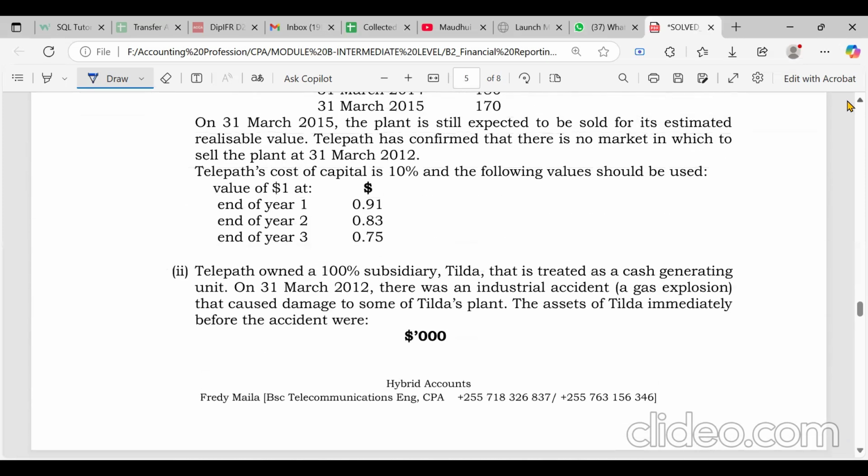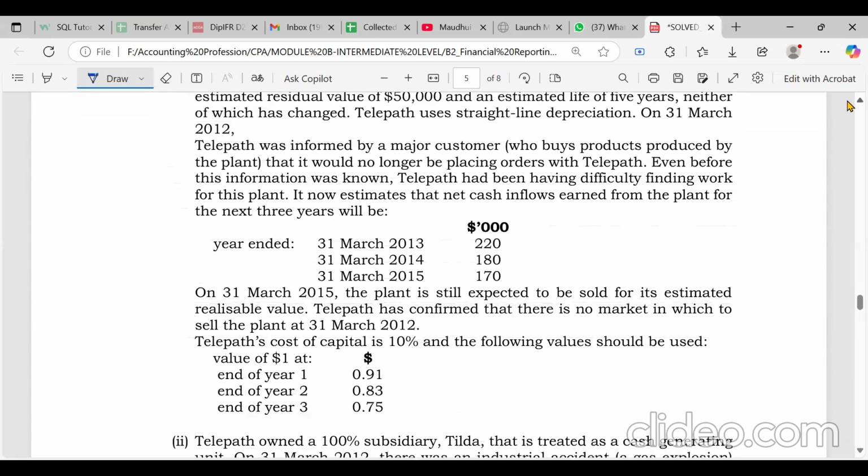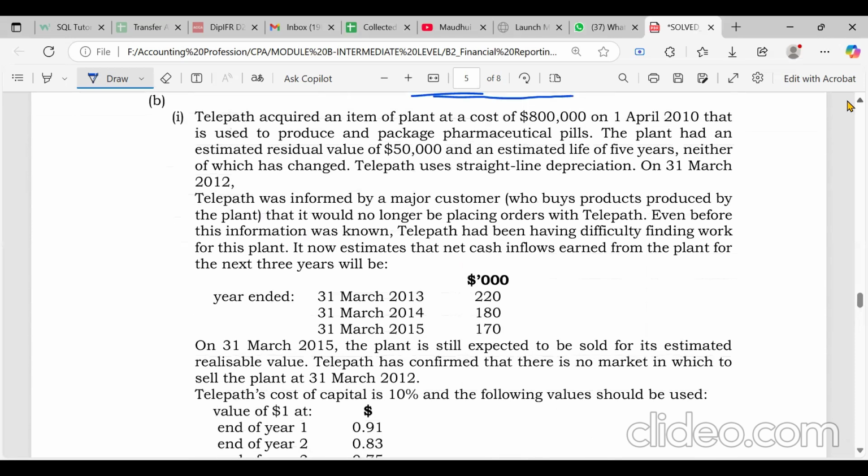We're going to do this by hand. Let me ask you a question. How do you go about it in the exam?